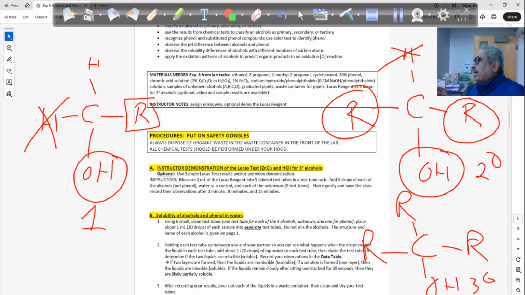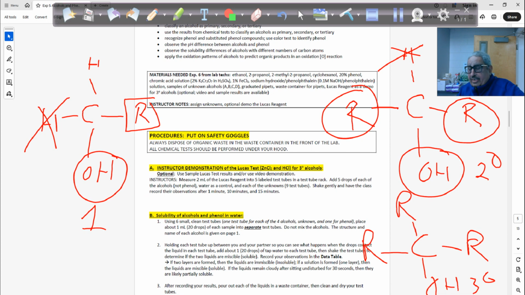Hexanol is barely soluble. Heptanol is not soluble, but methanol, 1 carbon, highly soluble. Ethanol is soluble. Propanol is soluble. Then the solubility decreases until carbon number 6. You have a difficulty to dissolve this alcohol in H2O. Everybody is following? So that's the solubility in H2O.